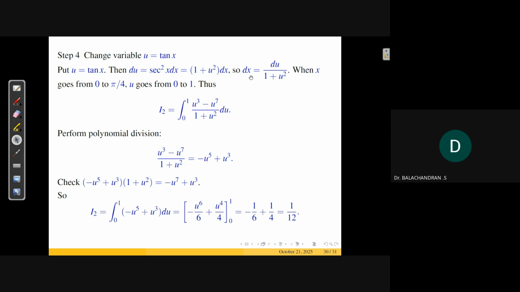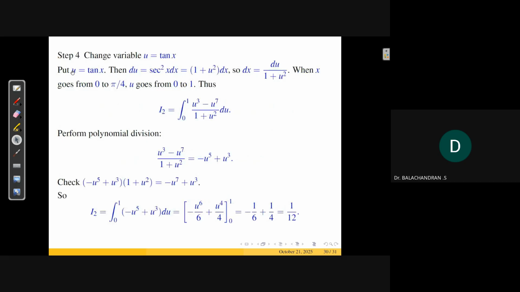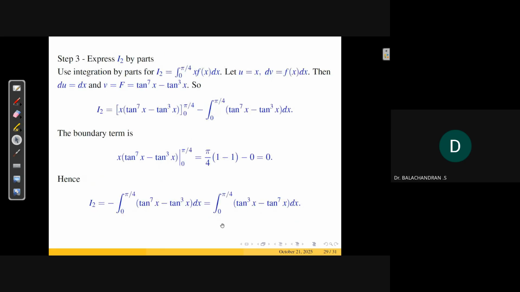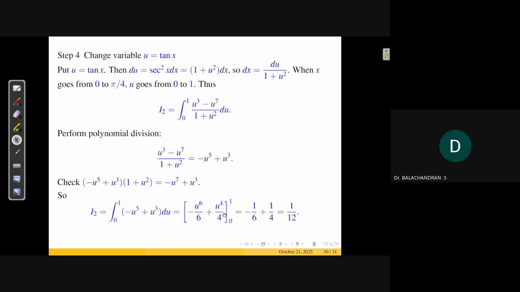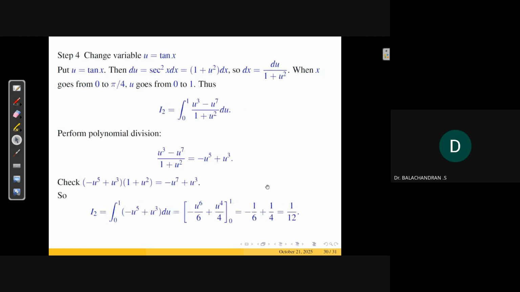Now x varies from where to where? x varies from 0 to pi by 4. So when x is equal to 0, u is also 0. When x is equal to pi by 4, tan pi by 4 is 1. So now u varies from 0 to 1. So now the integral I2 is from 0 to 1 of u cube minus u power 7 into dx. What is dx? du divided by 1 plus u square.